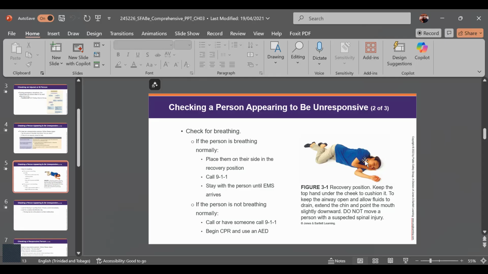Okay? And the reason we turn unconscious patients in this position is it allows the tongue to fall on the side of the mouth, thereby allowing the airway to remain clear or patent. If the person is lying on his back or her back and the person goes unconscious, the tongue drops back and obstructs the airway, just as in the case of somebody who's choking.